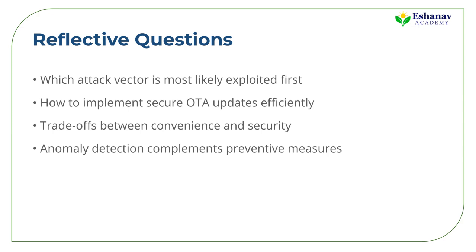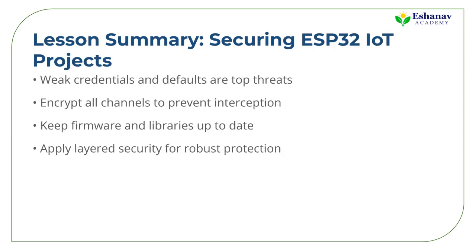real-world security decisions. IoT devices are inherently vulnerable, but understanding the risks lets you design secure, reliable systems. Weak passwords, unencrypted communication, outdated firmware, and device hijacking are the main threats, but you can mitigate them with layered security. Strong authentication, encryption, timely updates, network segmentation, and vigilant monitoring ensure your ESP32 projects remain functional and safe.